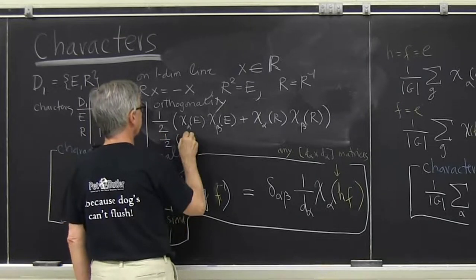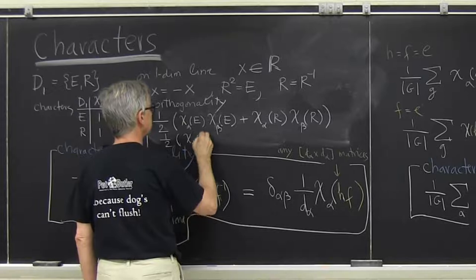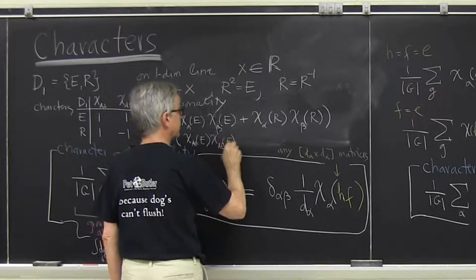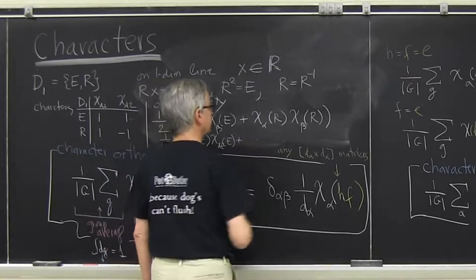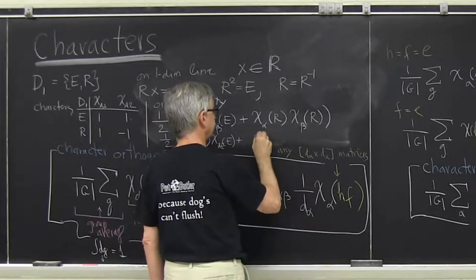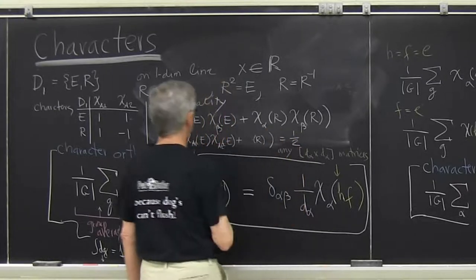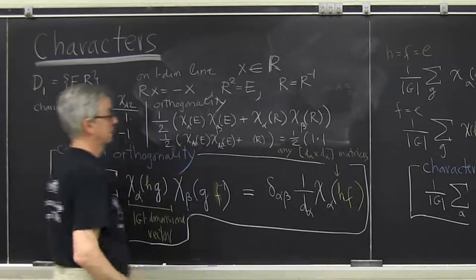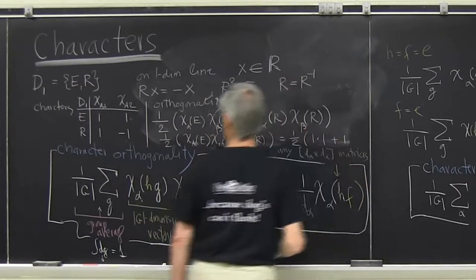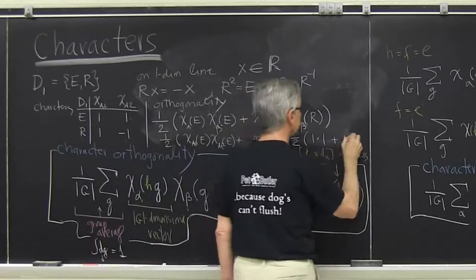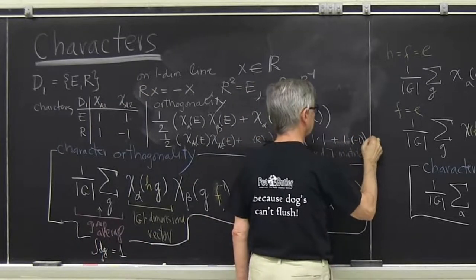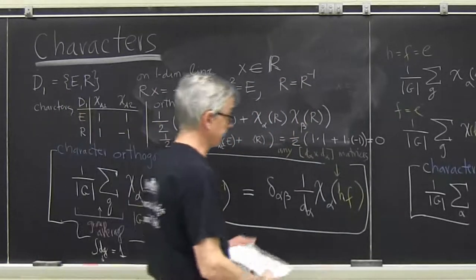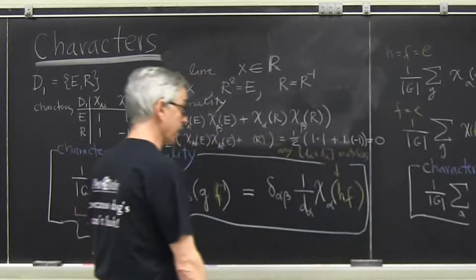So if this is chi of A1, E, chi of A2, E, plus same for reflections, which is 1/2 of 1 times 1, plus 1 for the symmetric guy times minus 1 for the anti-symmetric guy, and that's 0, and so on. So that's how the character tables work out in more general case.